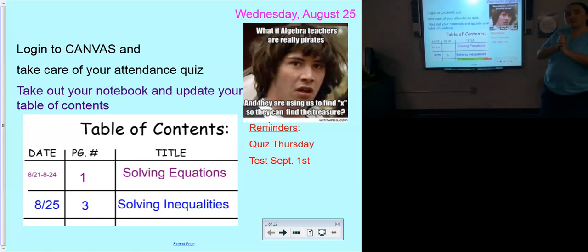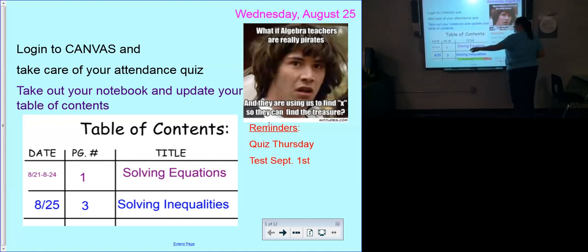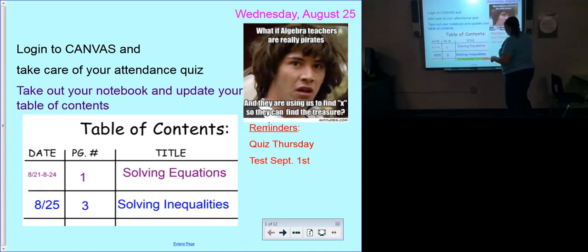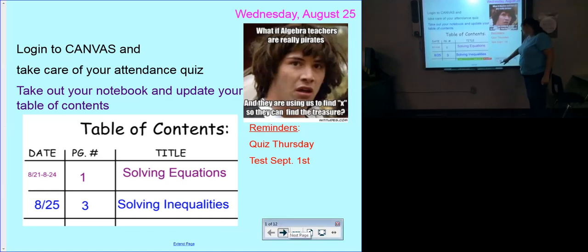Make sure you update your table of contents. Today we're starting a new set of notes, solving inequalities. On the smartboard, you'll see the new update to the table of contents. Reminder, you do have a quiz on Thursday, and you will have a test next week on September 1st.